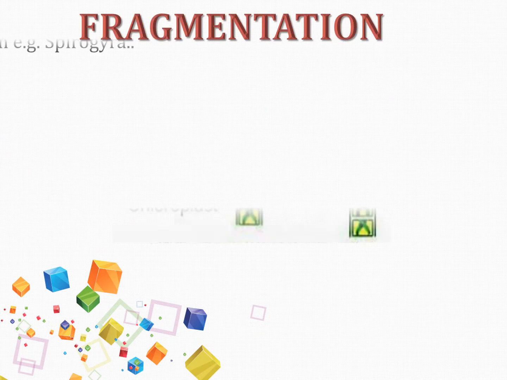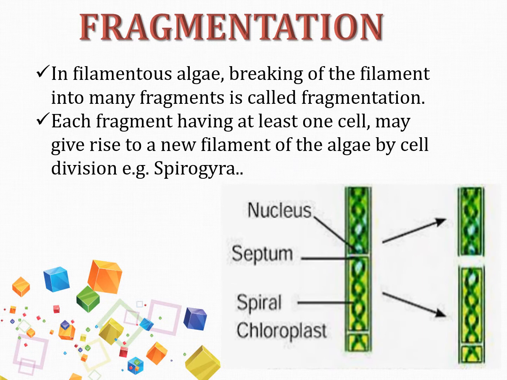Now let's see fragmentation. The best example of fragmentation is Spirogyra. In filamentous algae, these are the filamentous algae examples. It breaks down into many fragments.